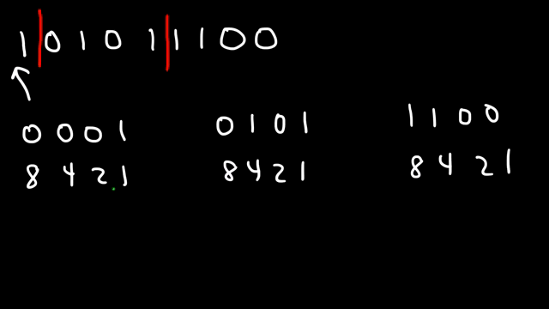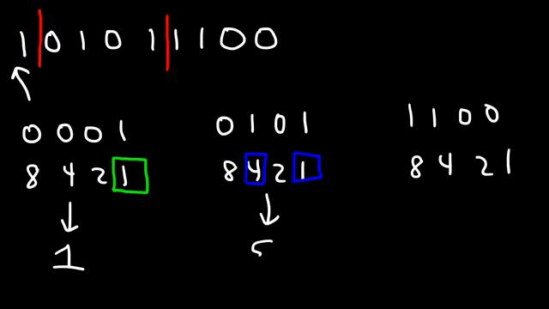Now for the left side, we have a 1 associated with the 1. So the binary number 0001 has a decimal value of 1. In the middle, we have a 1 next to the 4 and a 1. So 4 plus 1 will give us 5. For the right side, we have a 1 next to the 8 and the 4. Now 8 plus 4 is 12.